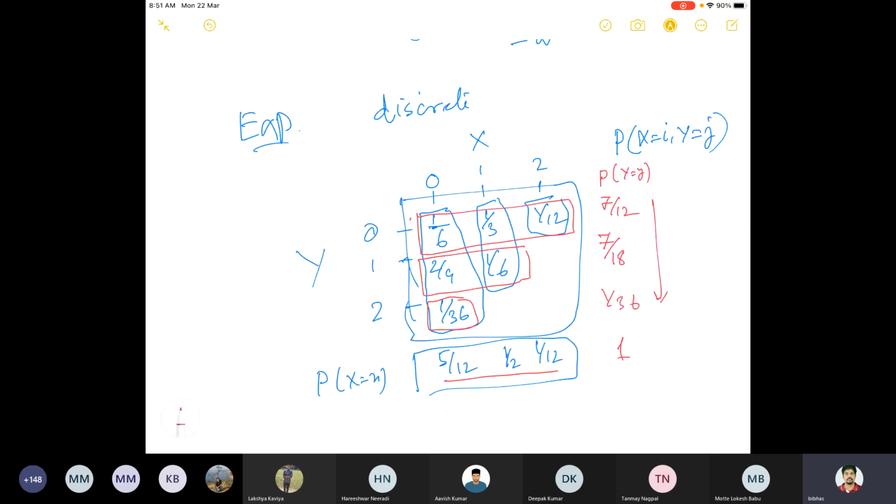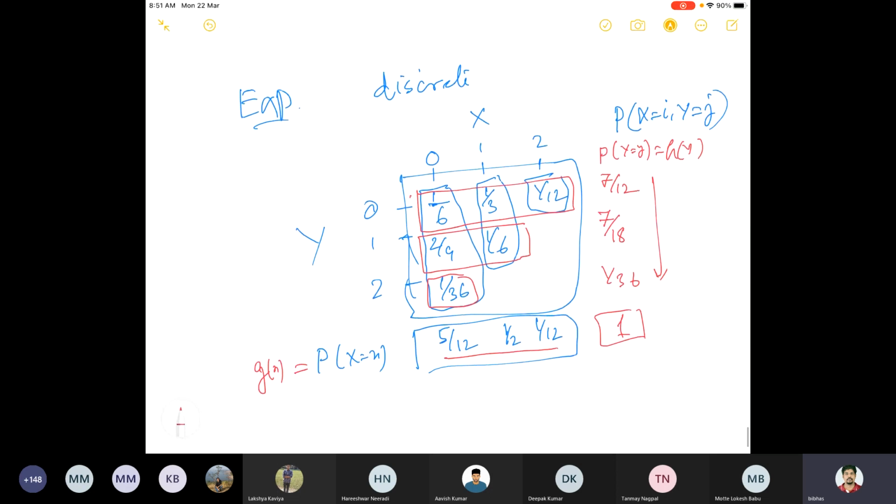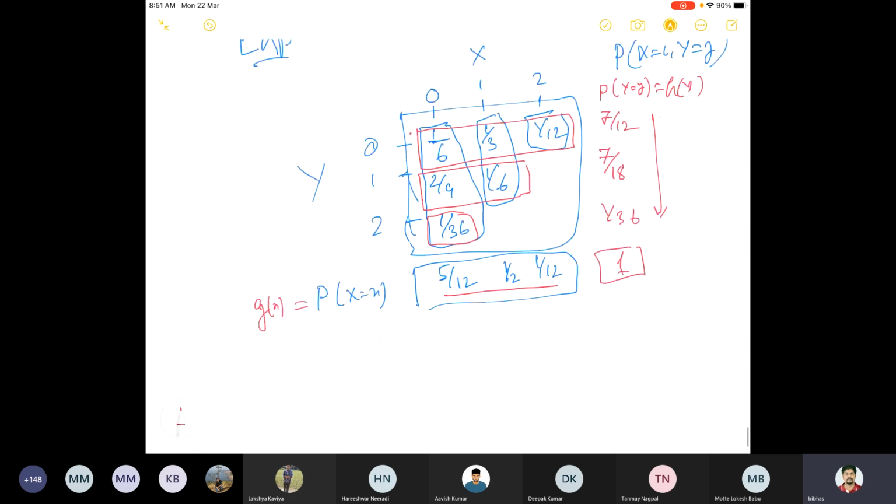and the sum of this also will give you 1. So that means that it is a valid function, because it has to satisfy the condition that the sum is 1. This is f(x), this is g(x), and this is, let's say, h(y). So the sum of g(x) over all x would be equal to 1, and the sum of h(y) over all y would be equal to 1. So this is preserved. They are the marginal probability distributions of x and y.